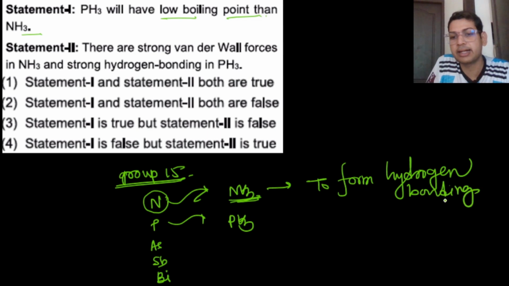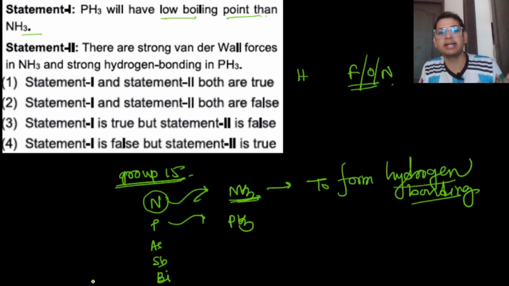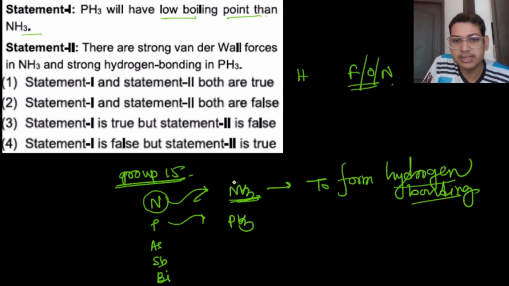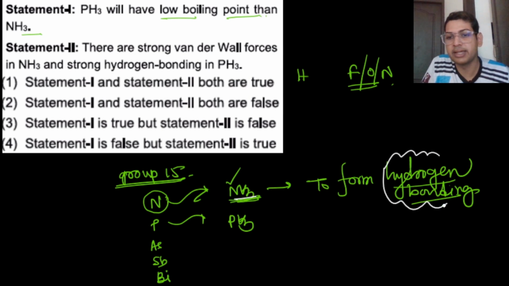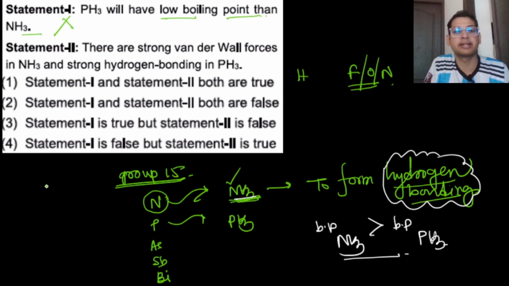Sir, what is the criteria? The criteria is hydrogen should be directly attached to F or O or N, any one of them. This is the criteria. And this is fulfilling the criteria. Hydrogens are attached with nitrogen. So as it can form hydrogen bonding, obviously its boiling point will be more than the boiling point of PH3. So statement number 1 is not correct.